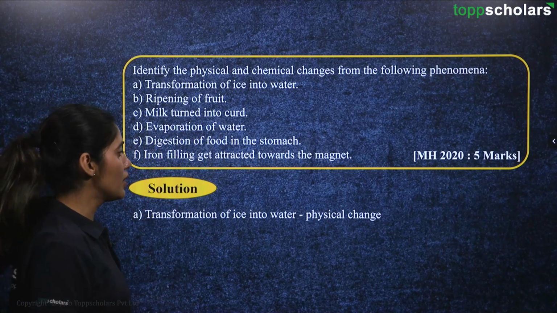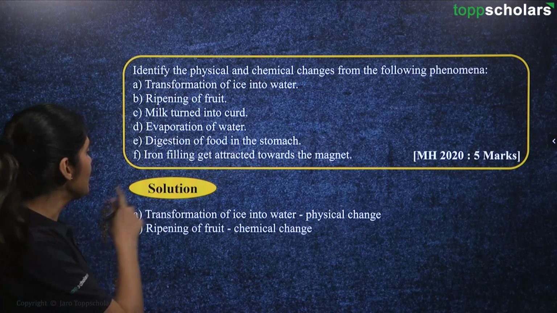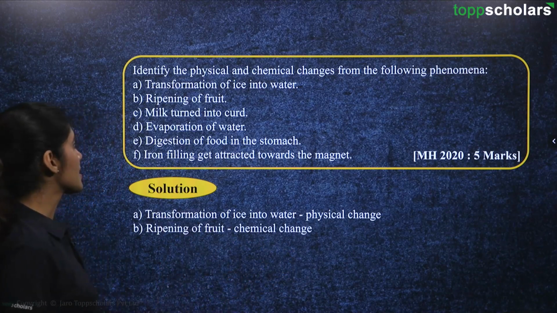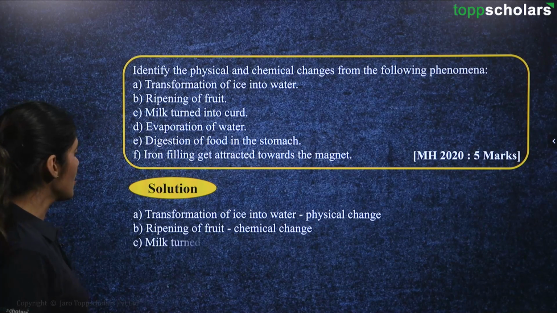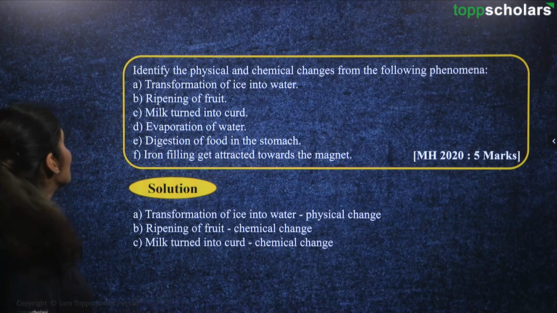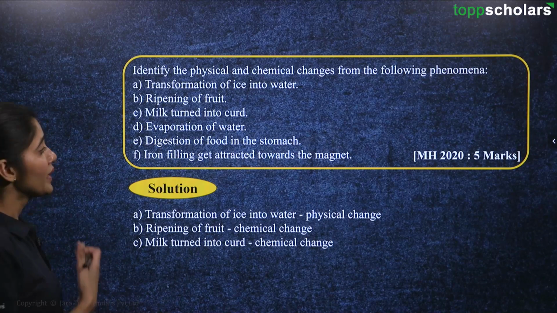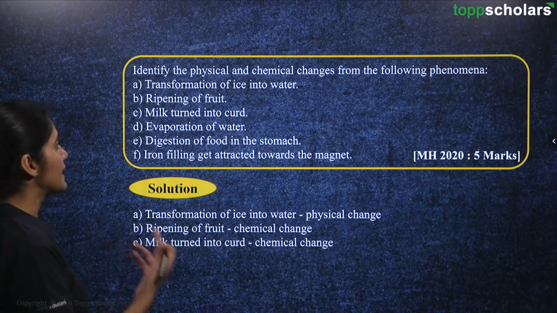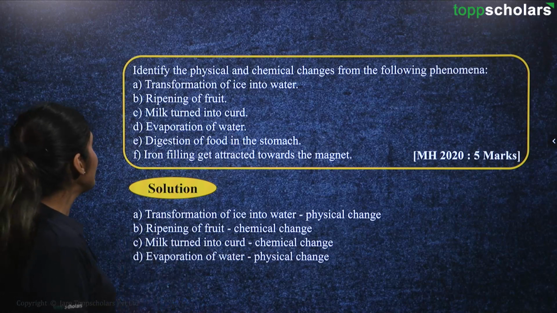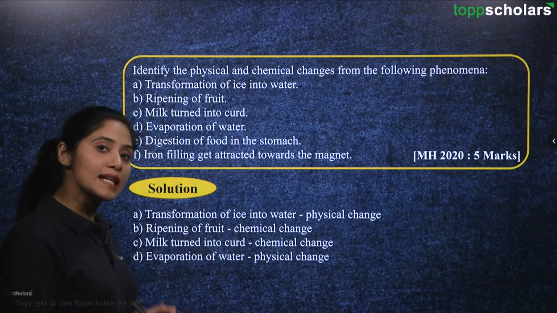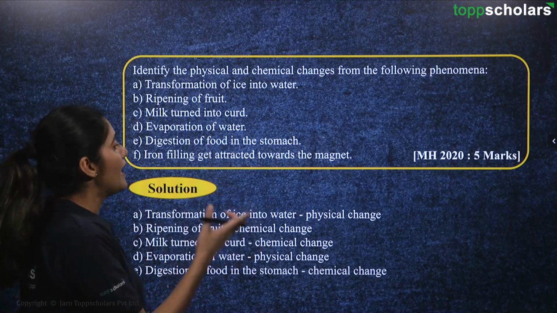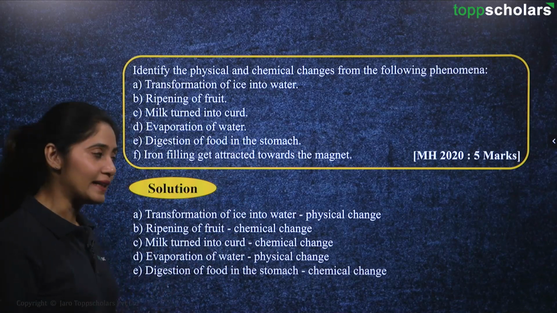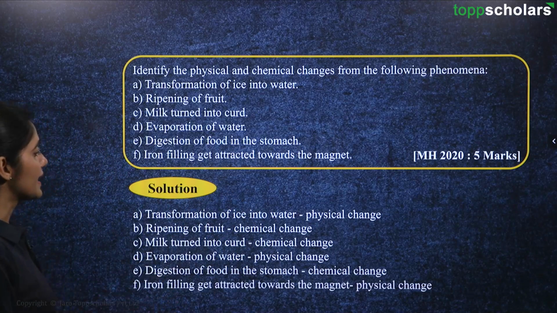Transformation of ice into water is physical change. Ripening of fruit is chemical change. Milk turned into curd, can we reverse it? Of course not. So, that's a chemical change. Evaporation of water, that's a reversible phenomena, that is a physical change, right? Then digestion of food in stomach, again a chemical change. Iron filings get attracted towards the magnet, that is also a physical change.